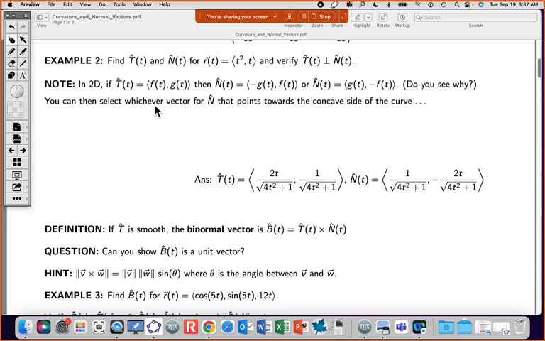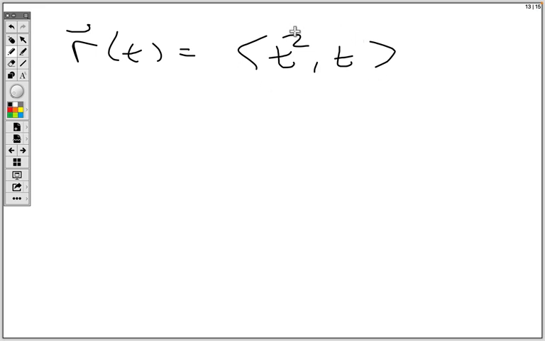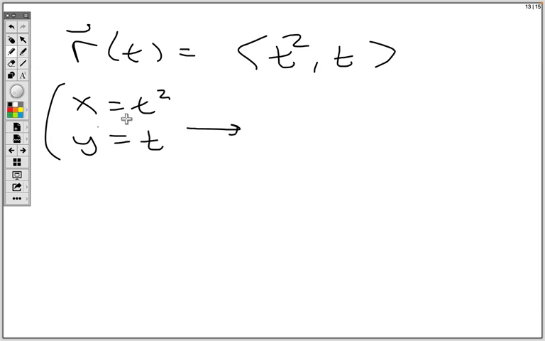All right, let's take a look at example 2 now. So r of t is t squared, t. It's a two-dimensional vector-valued function. If we wanted to think about what this is, x is t squared, y is t. Right, so if we go back to our parametric days, I can plug y in for t. I get x equals y squared. And what kind of shape is this? Which of those conic sections is that?